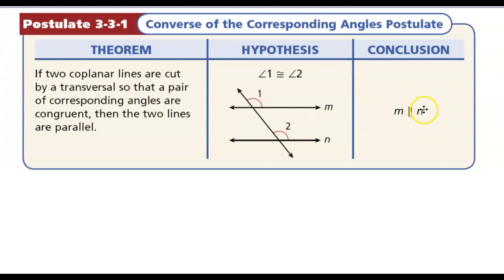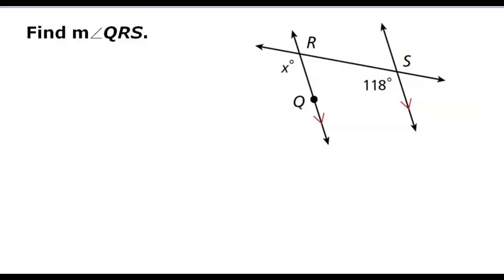We have the converse of the corresponding angles postulate as well. This is kind of where you flip the hypothesis and conclusion. This says if the corresponding angles are congruent, then the two lines would be parallel. So if the angles are congruent, then M and N, the two lines, would be parallel. So it's just the converse of the previous statement.